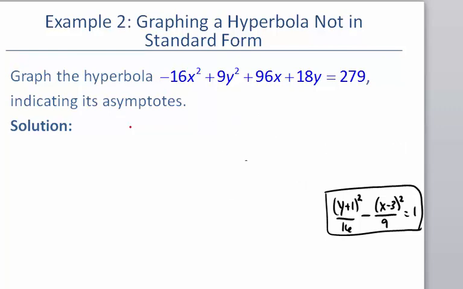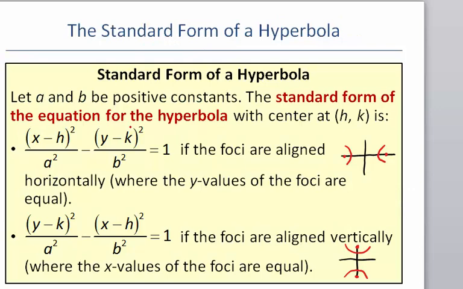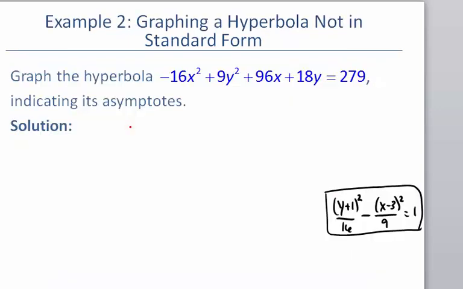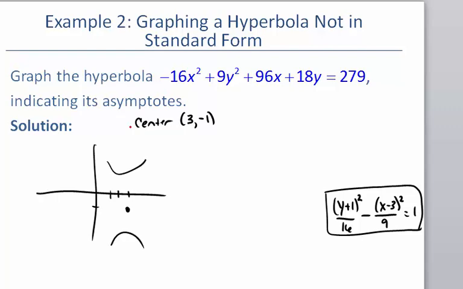Because my formula leads with the y, I know that I have one parabola that opens up and one that opens down. I also know my center point. If I look in my x parenthesis, I see a minus 3, so that's going to be a positive 3 x value. When I look in my y parenthesis, I see a plus 1, so that's going to be a negative 1. So I have a center point at 3, negative 1. And I know that I have a parabola that opens up and one that opens down.